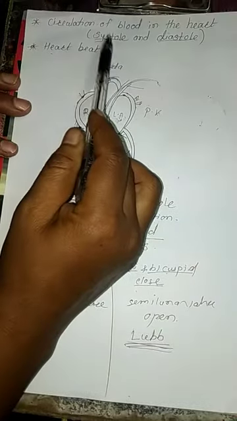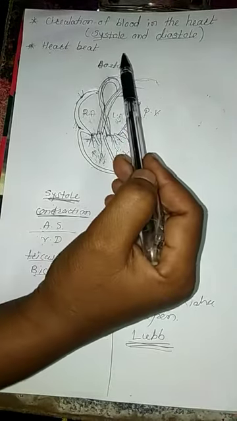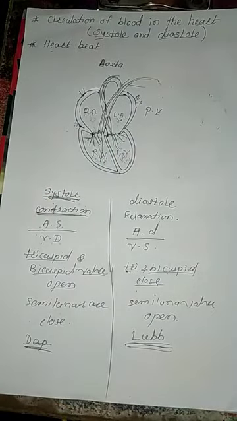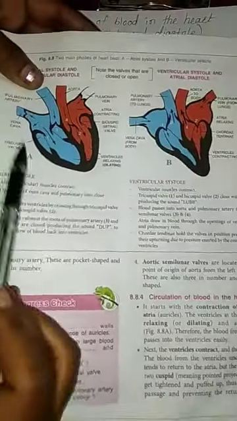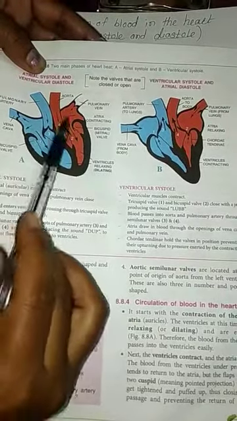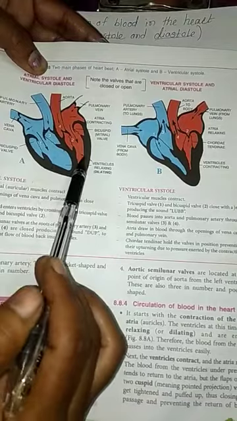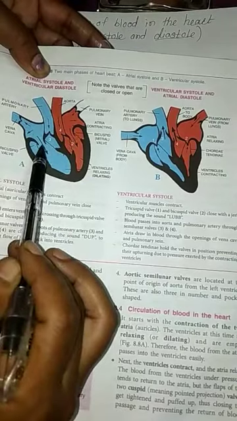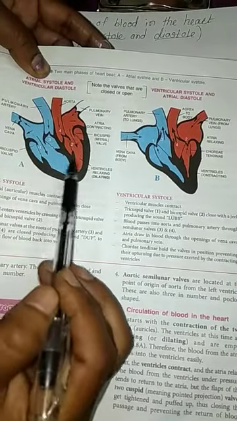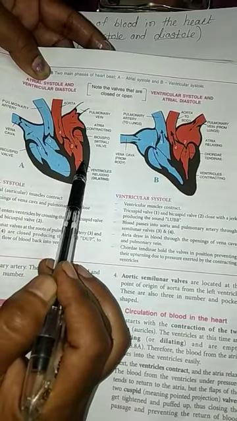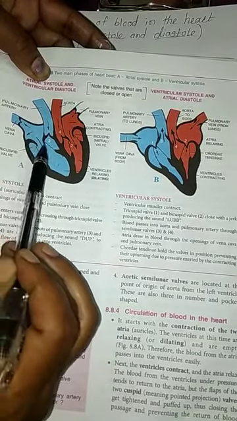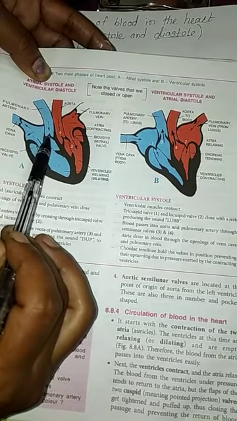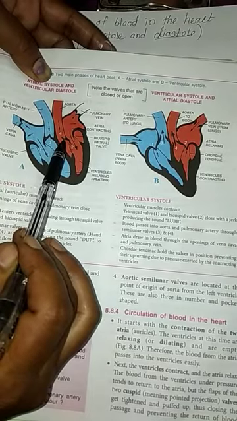Understood what is meant by systole? Systole means contraction and diastole means relaxation. See, student, I will show it with the diagram in our textbook. This is the two auricles and the ventricles. This is the systolic phase, meaning both auricles contract, the tricuspid and bicuspid valves are open, and the ventricles are relaxed and filled with blood. When the auricles contract, the valves are open and the semilunar valves are closed with the dup sound produced. Got it?